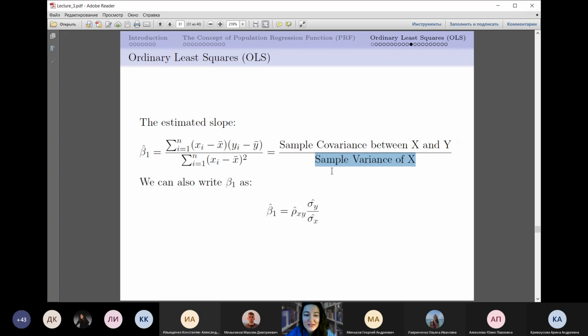So also one more question. What does this sign rho mean? Do you remember? Correlation. Yes. So also, instead of sample covariance, we can rewrite this formula in terms of correlation. And beta 1 will be just the sample correlation between x and y, multiplied by the ratio of the sample standard deviations. Just a second, sorry.